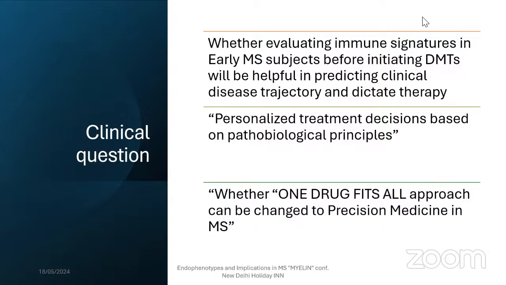That's the main clinical question. So to evaluate immune signatures, we have to identify what those signatures are. This in fact gives rise to what is called personalized treatment decisions based on pathological principles. What we do so far is a one-drug-fits-all approach. Can it be changed to precision medicine in multiple sclerosis? That's the main question which we answer.